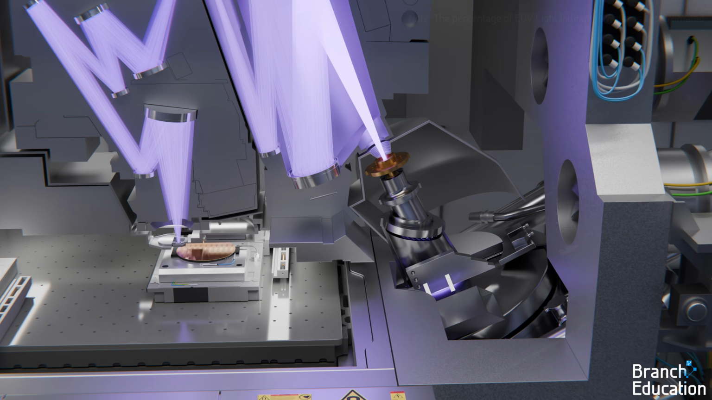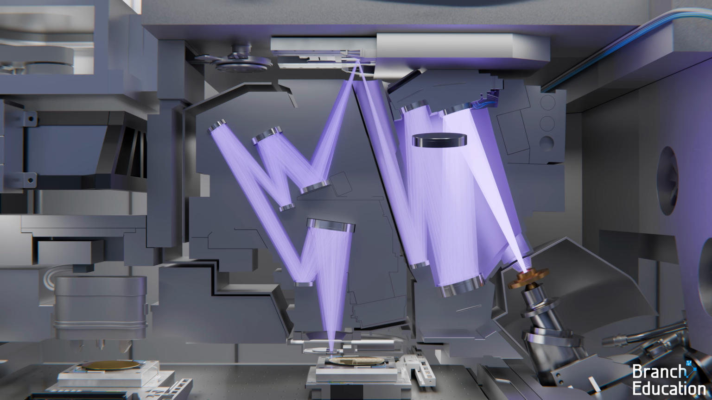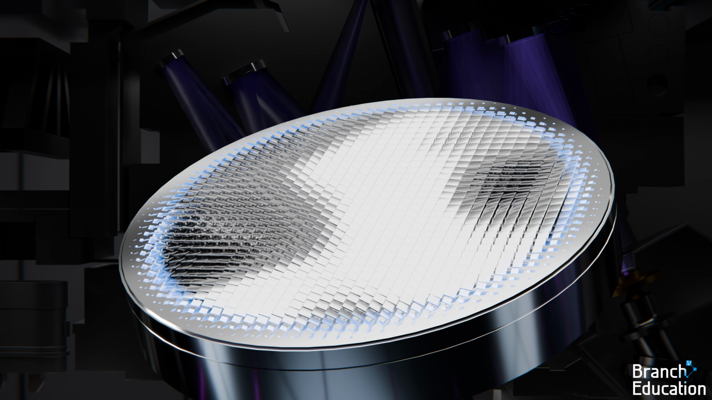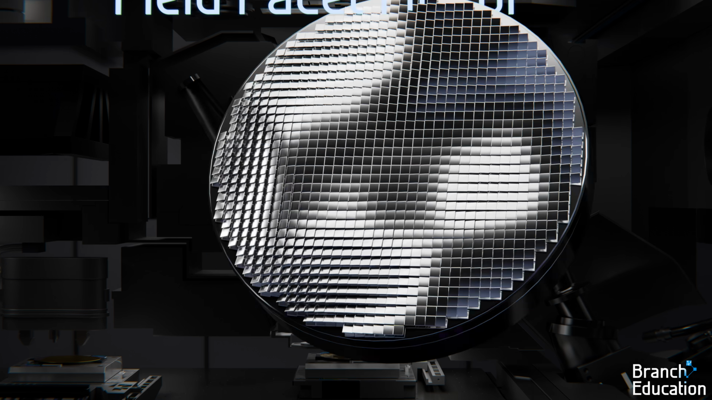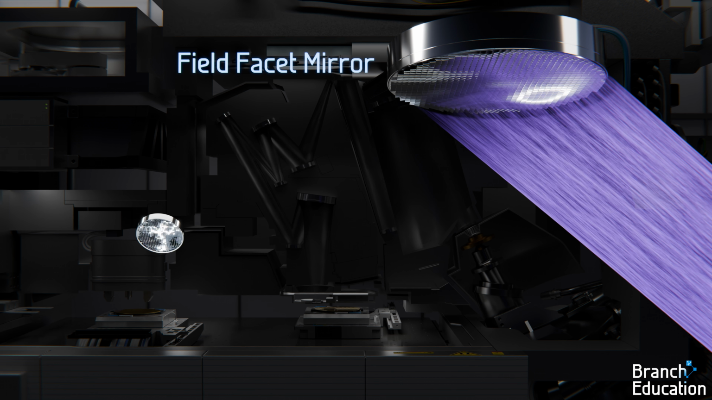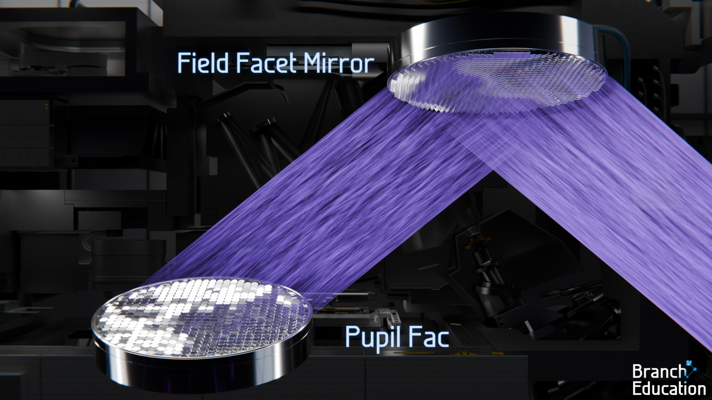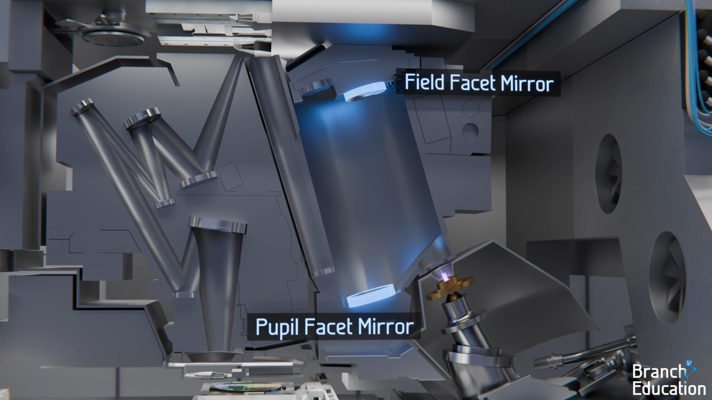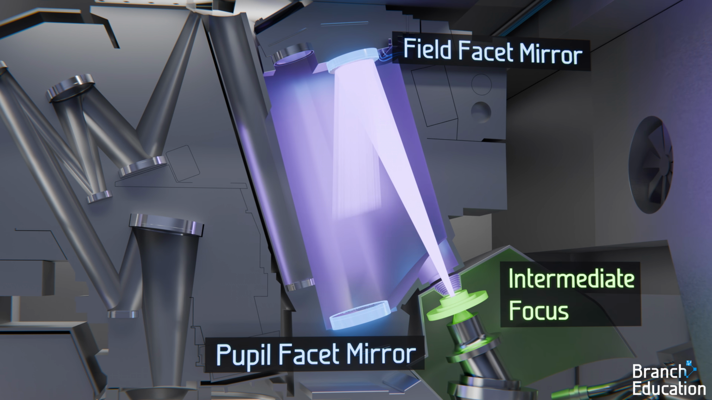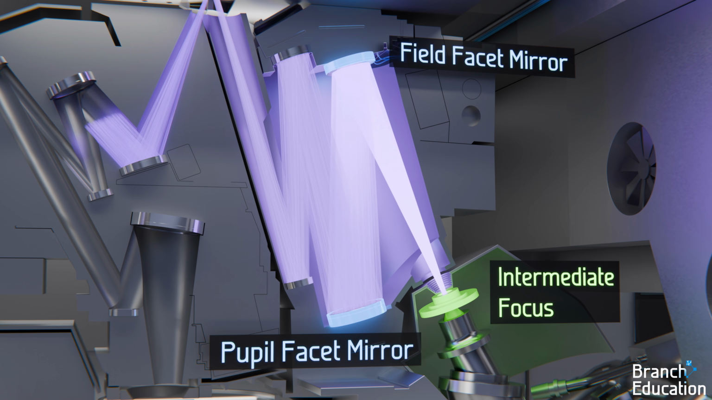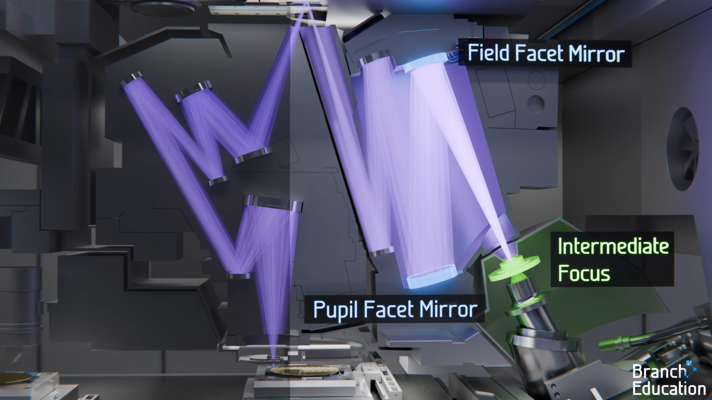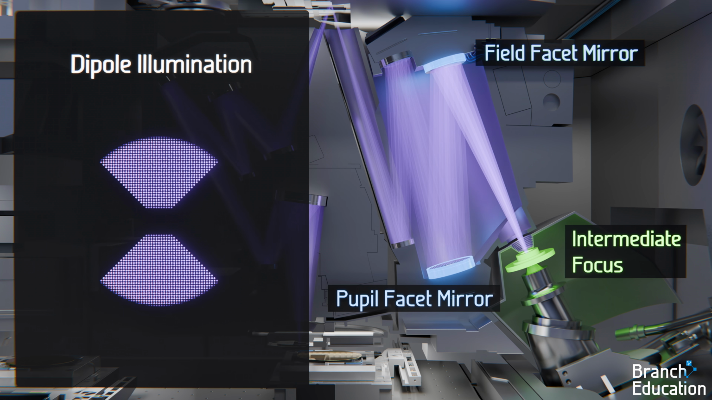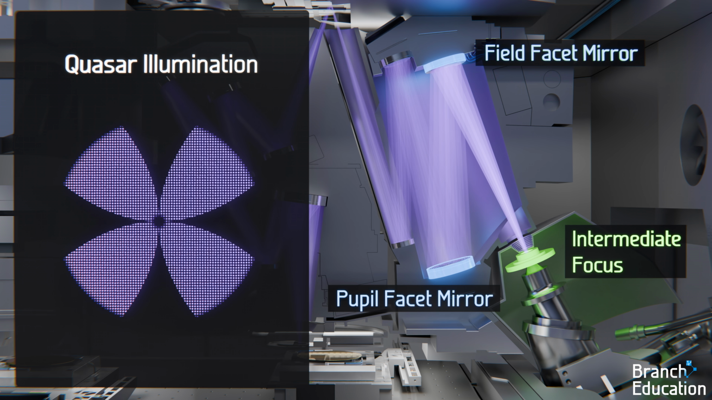Another example of the incredible engineering inside this machine is that this field facet mirror is assembled from hundreds of independently controlled mirrors that can be angled to direct the light onto specific regions of the segmented pupil facet mirror. Together, these two mirrors take the cone of EUV light from the intermediate focus and turn it into a complex pattern of illumination. For example, this is called annular illumination. Here's dipole illumination, and then here's quasar illumination.